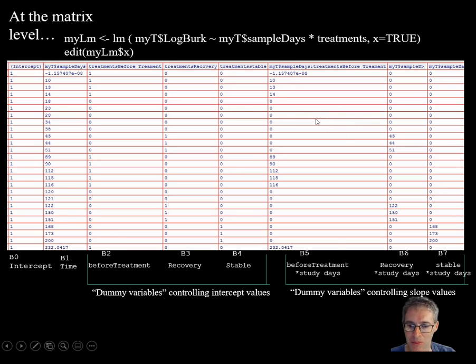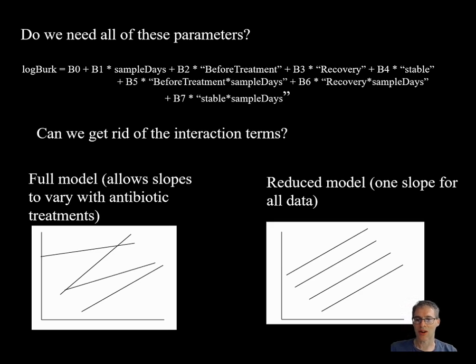Now we have an 8-parameter model, and we can visualize our full model as being 4 lines, each with independent slopes and intercepts.